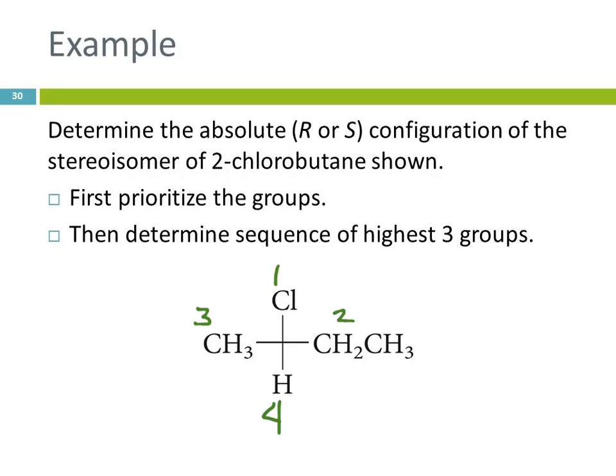So if we put the lowest priority group in the bottom position or the top where it's behind the screen, then we can look at the order in which the others go. Here it is going clockwise to the right. And so this has an R configuration.